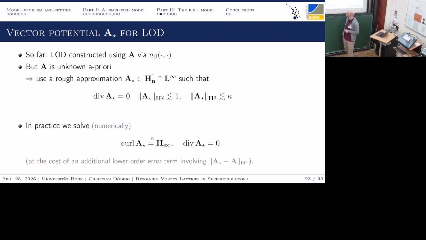However, of course, the solution of this numerical method won't be H3 regular in general anymore. However, you can do the subsequent error analysis that I show you on the next slide, with additional error terms involving the error to the actual minimizer A measured in H1, let's say. So if you make this small here, then you won't see the errors caused by this approximation.